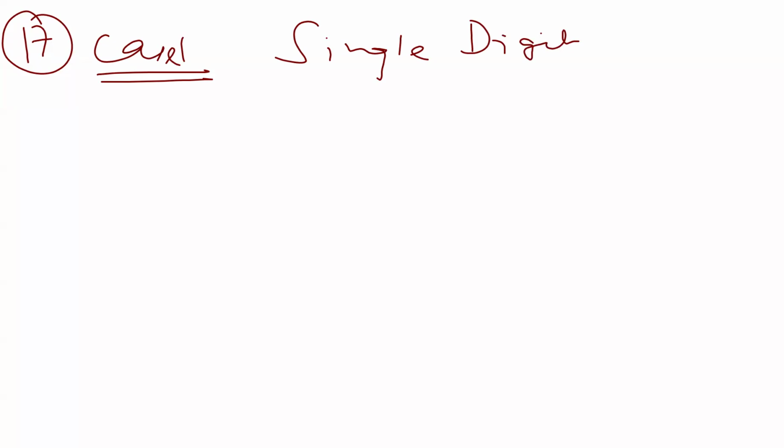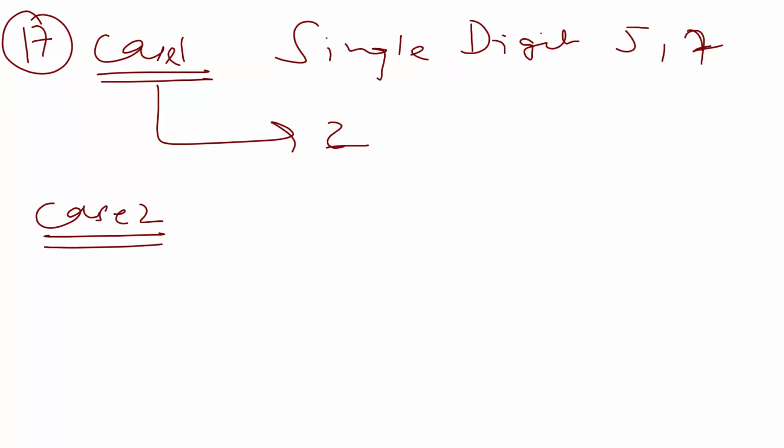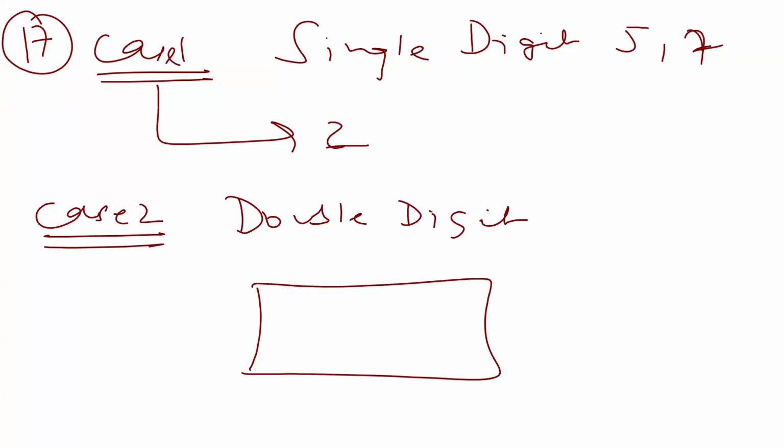The object list is very small: 0, 4, 5, and 7. So case 1 has 2 options, 5 and 7. Okay. Case 2, odd numbers, double digit. So it's a 2-digit number. So there are 2 ways over here.